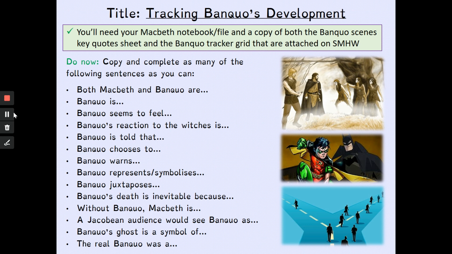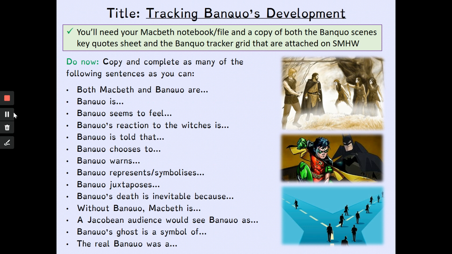As you can see, today's title is Tracking Banquo's Development. We might wonder why we're focusing on Banquo. Well, Banquo is a key character in Macbeth. He's also a character that hasn't come up in previous years in the exams. So the theme of the supernatural, or the character of the witches, and the character of Banquo haven't come up in the last 3 years worth of exams. So there's every chance that they could come up in next year's GCSE papers.